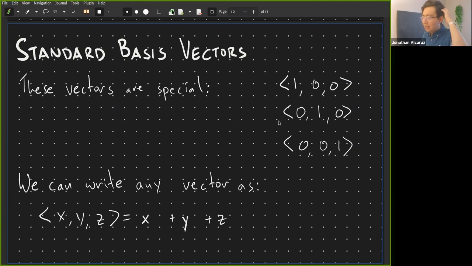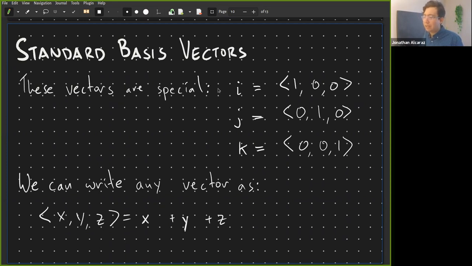So now I want to highlight what are called the standard basis vectors. Okay, so we have these three vectors here, which are 1, 0, 0; 0, 1, 0; and 0, 0, 1. Now, if you were doing 2 dimensions, it would just be 1, 0 and 0, 1, right? But these have special names. We call these i, j, and k.